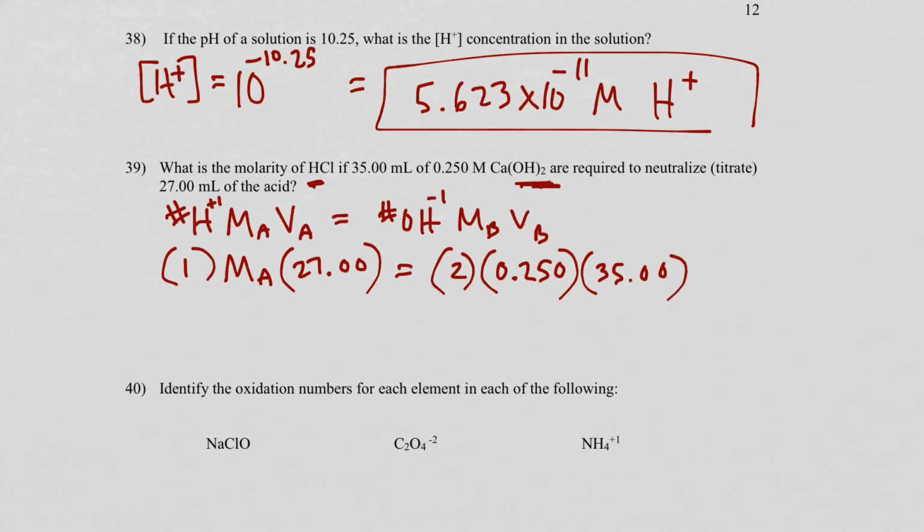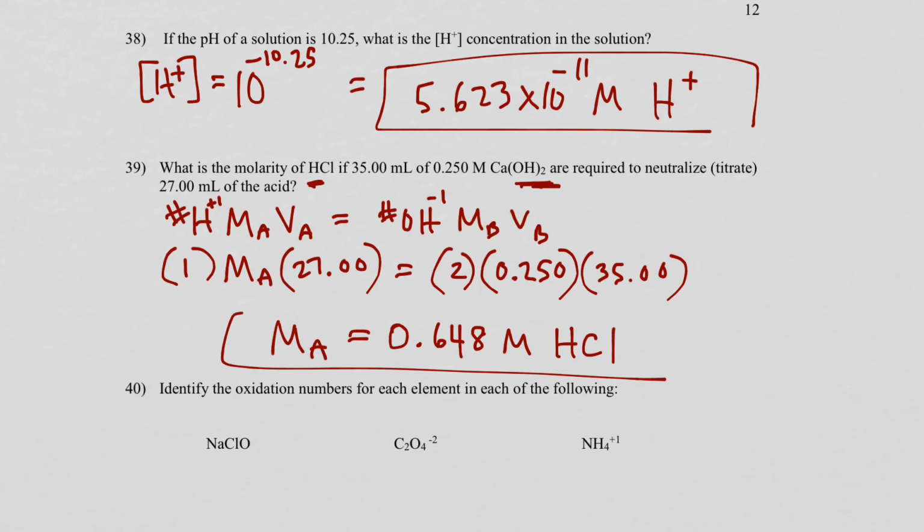To solve for M sub A, or molarity of acid, we're going to divide both sides by 1 and 27 and end up with the molarity of our acid is 0.2648 molarity HCl. And again, the numbers for number of hydroxides comes from right there, and number of hydrogens, there's a subscript of 1 on the HCl, comes from right there.